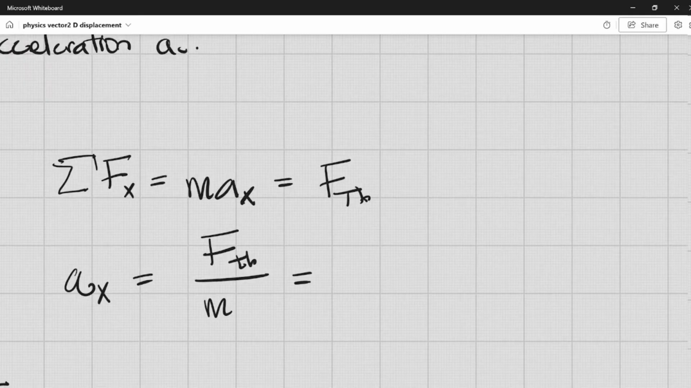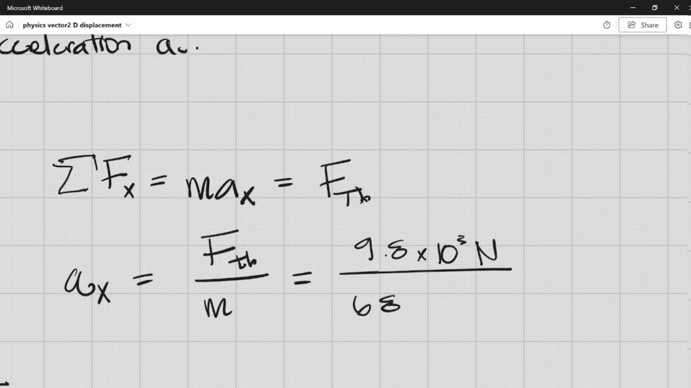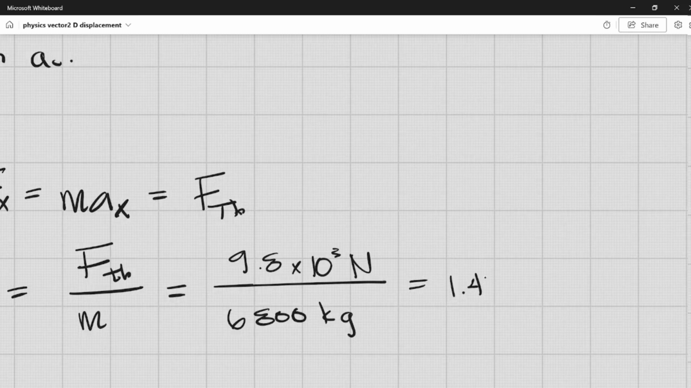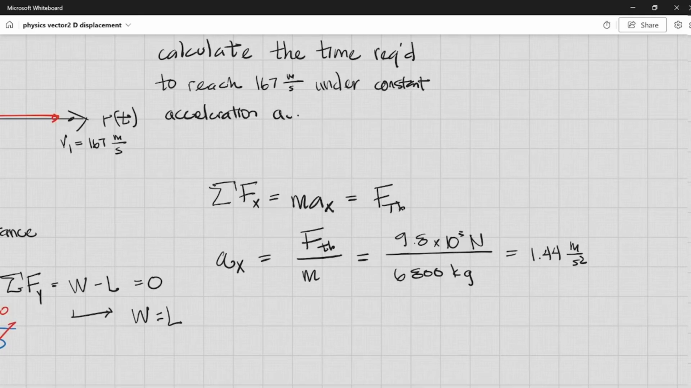Let's continue plugging in. We said that the thrust force in the problem statement is 9.8 times 10 to the 3 newtons, or 9.8 kilonewtons. The mass of the aircraft is known to be 6,800 kilograms. Okay, so now here we have the constant value for our acceleration.